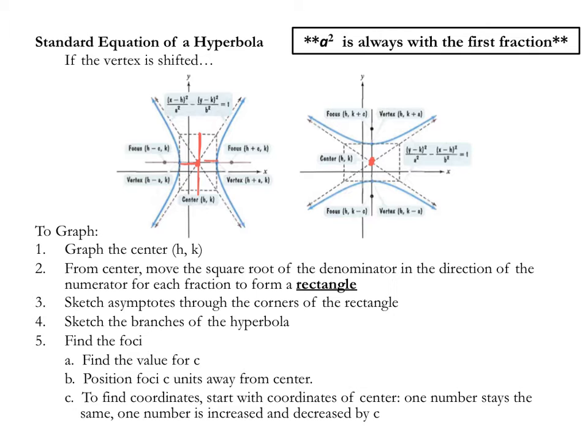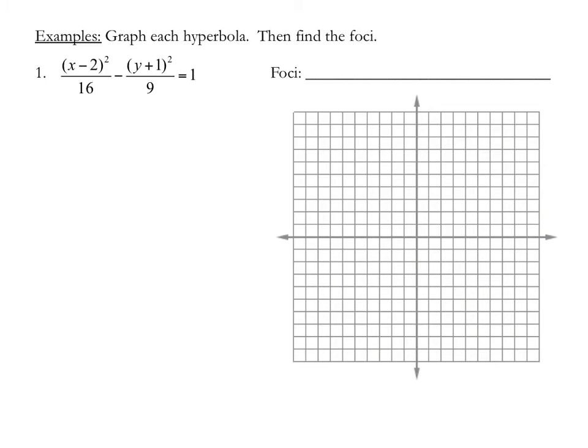Okay, so let's just jump into the first example. In our first example, the first thing I'm going to write down is where the center is going to be. The center is going to be at 2, -1. So I'm going to go over 2, down -1. And then all the other rules are the same. It's the square root of the denominator and the direction of the numerator.